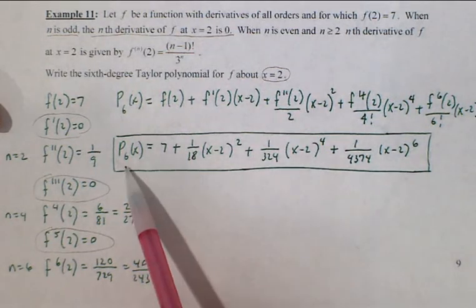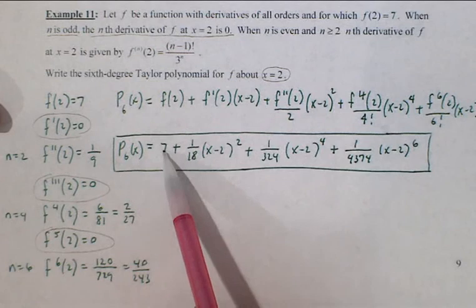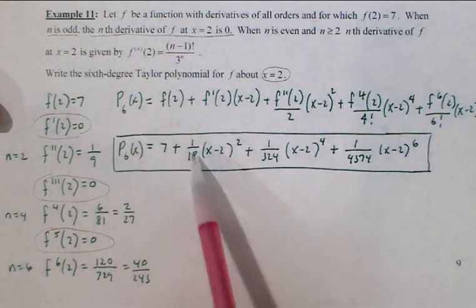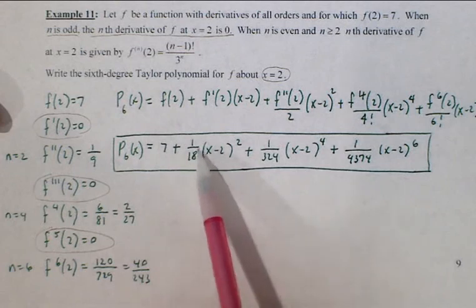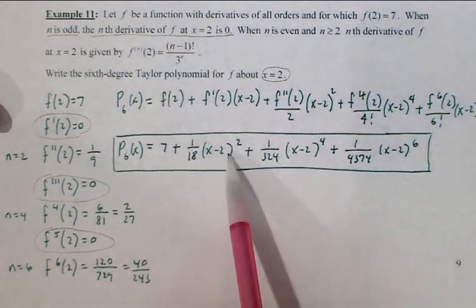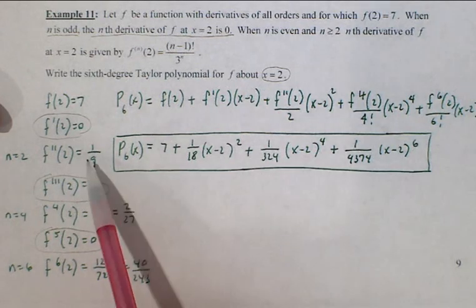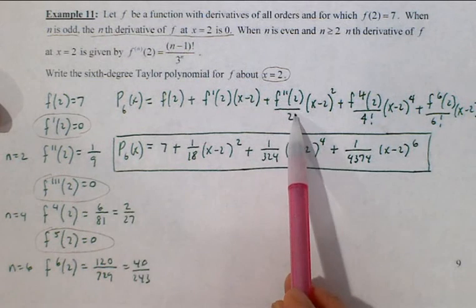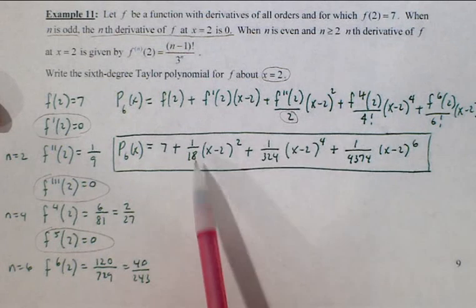Okay, so now I'm going to write out the sixth degree Taylor polynomial. I'll have 7. The next one will just be 0, so I don't even write that in. And then I have x minus 2 raised to the second power. Then I need to do the substitution. I have a 1/9, but then I also have a 2 from the denominator, right? So 1/9 and then a 2 from the denominator gives me 1/18.